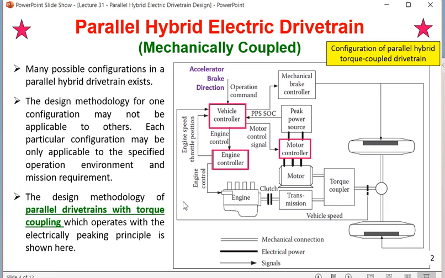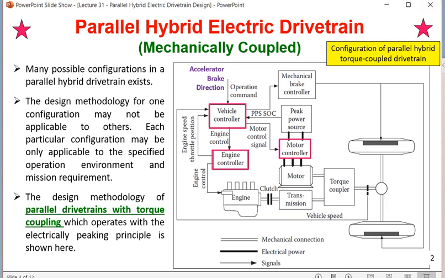So this is the main topic actually for today's session. There are 4-5 slides. We will discuss a few things about this block diagram. The design methodology of a parallel drivetrain with torque coupling, which operates with the electrically peaking principle, is shown here. This peaking power source is nothing but the secondary source or battery, and the engine is the primary source, which is mainly continuously generating the high specific energy for this vehicle to run. The peaking power source is only required when too much power is required from the vehicle during hill climbing or very fast acceleration. At that time only this peaking source or peak power source, PPS, comes into action.